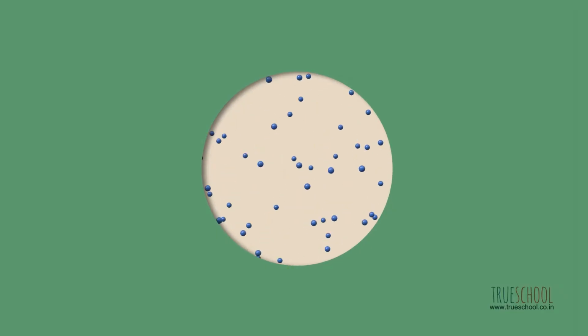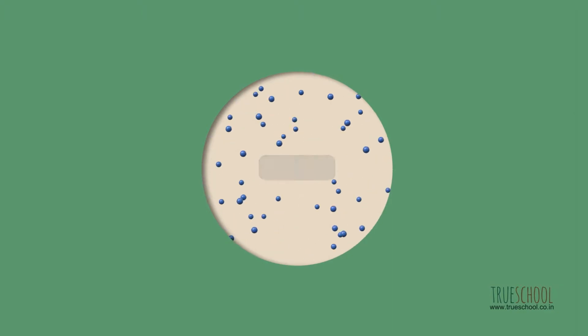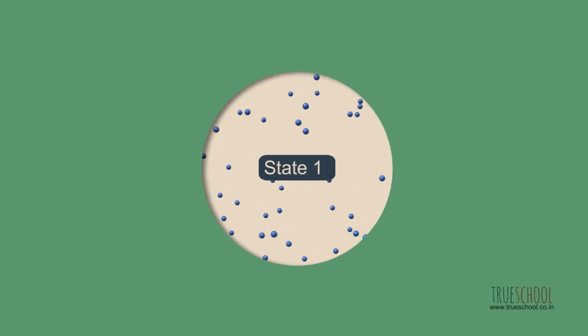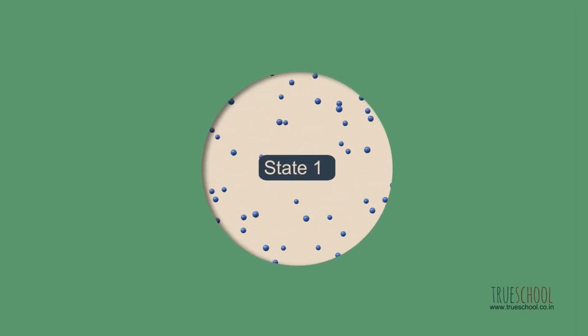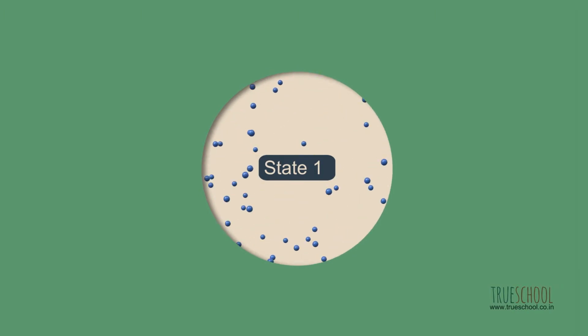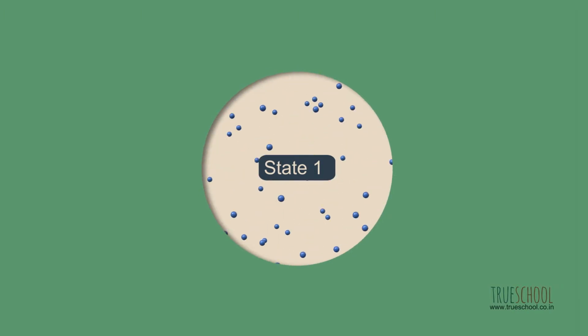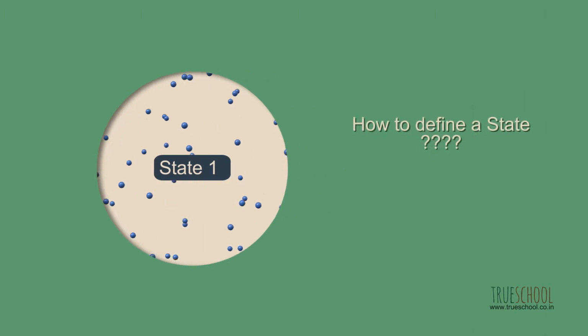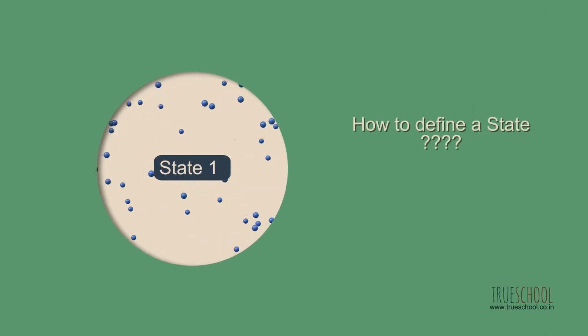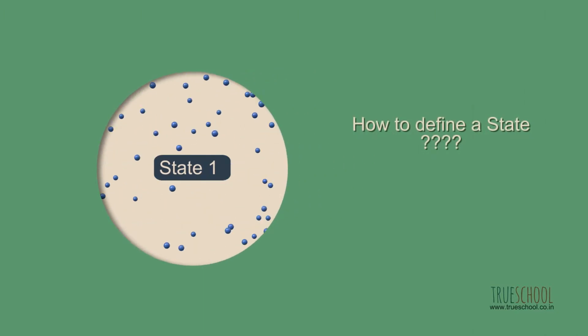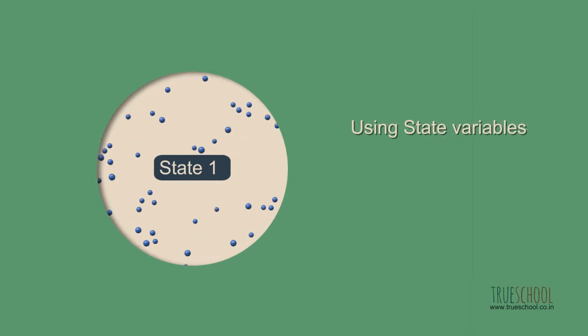In this video, we will try to understand how different state variables of a gas are related. But what is a state variable? If we have a gas in a particular state and we want to completely define the state, the factors we need to know to do so are called state variables.